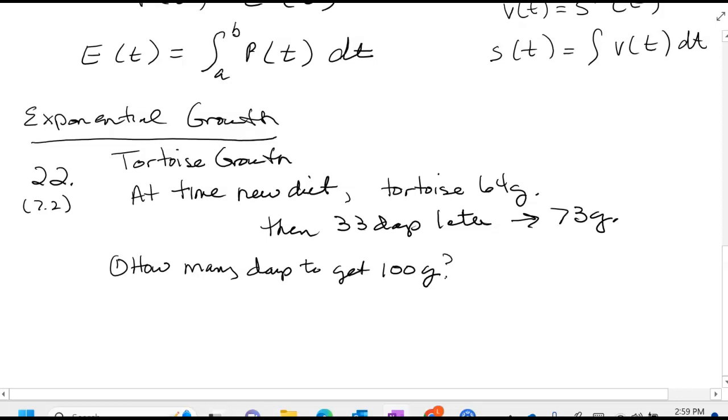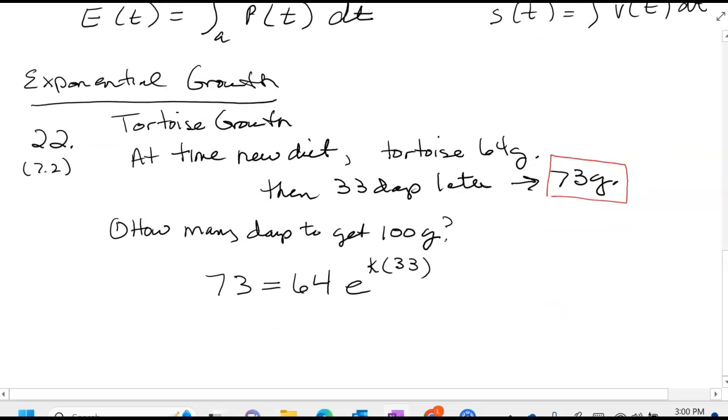So to set this up initially, we know that we ended up at 73 grams. So that's going to be essentially our answer, right? 73. Our initial value was 64. We don't have k, that's what we're looking for. It took 33 days to get there. That's all you need to do.